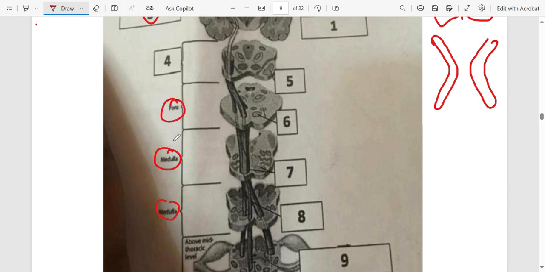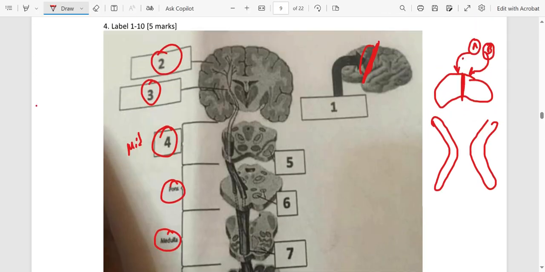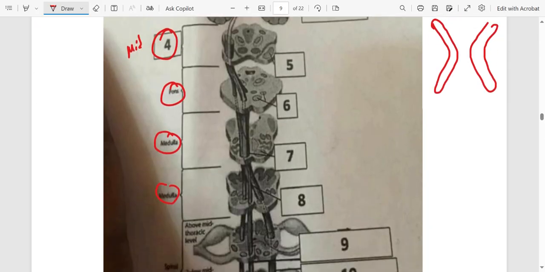So what part of the brainstem is above the pons? Brainstem has got three parts: pons, medulla, and which part? The midbrain, all right? The midbrain. Okay. Which other one can we label first before others? Okay. We can go to 5.